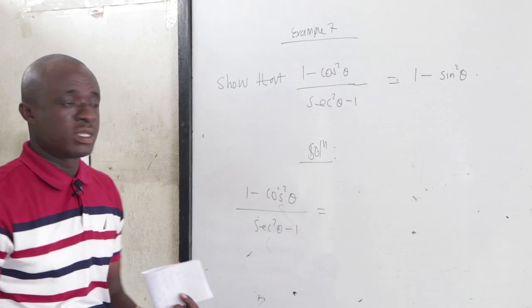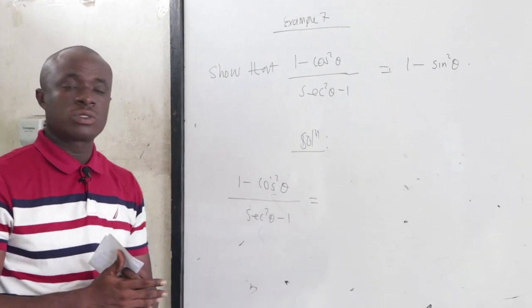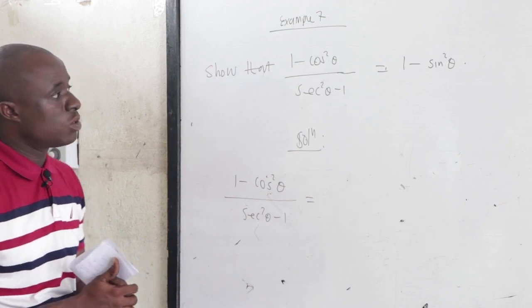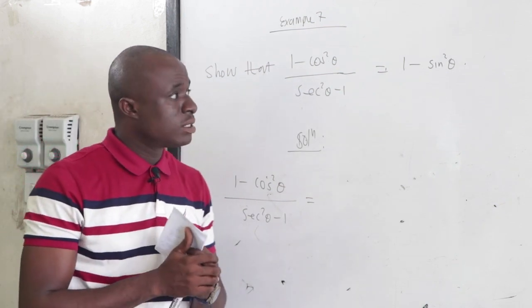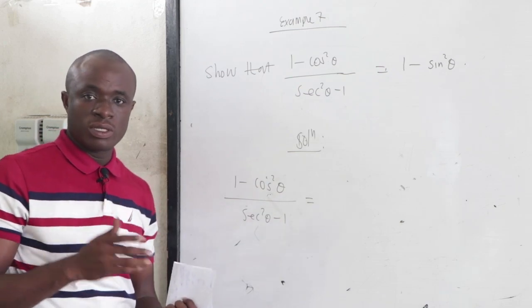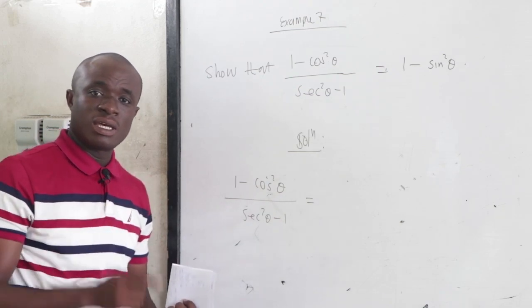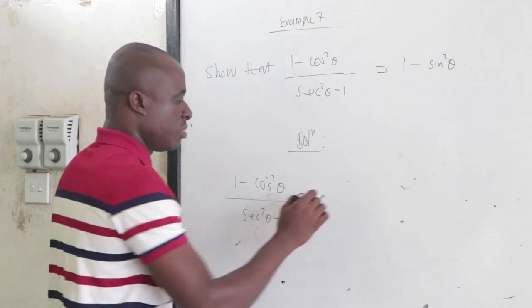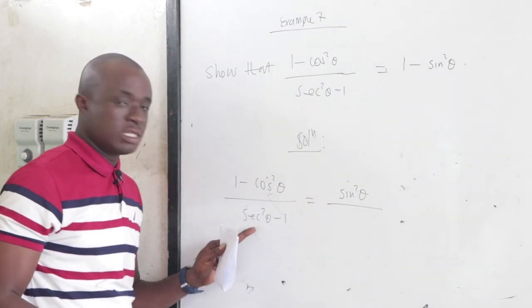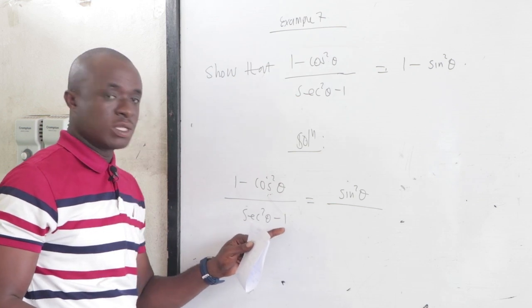Now this example 7, you are supposed to show that 1 minus cos square theta all over sec square theta minus 1 is equal to 1 minus sine square theta. Now what is 1 minus cos square theta? 1 minus cos square theta is the same as what? Sine square theta. So you have sine square theta all over, now let's see, we have sec square theta minus 1.